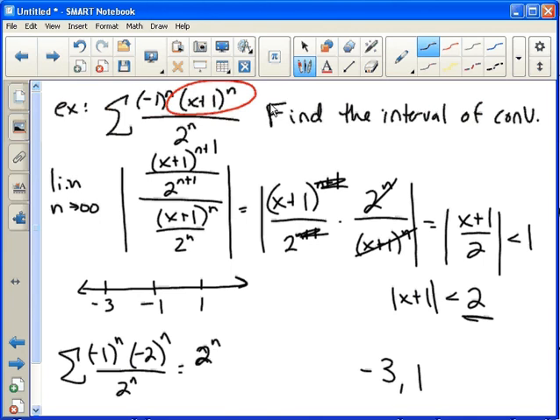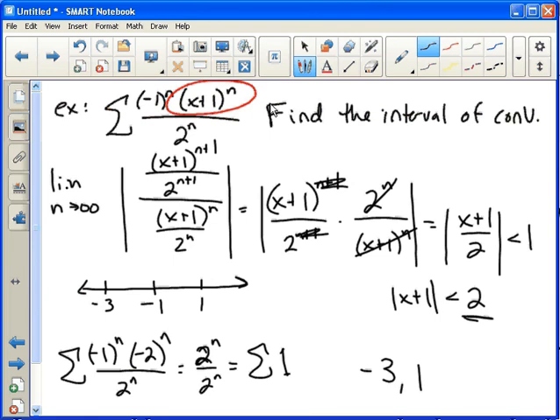Now I'm being a little lazy here. I really need to write this. So think about that for a second. If my sequence is just 1, and I'm adding that up as I go to infinity, would that converge or diverge? Well, clearly that's going to diverge. If you keep adding 1 over and over and over, it's just going to get bigger and bigger and bigger. So that tells me I diverge when I plug in -3. So I put a parenthesis around -3.